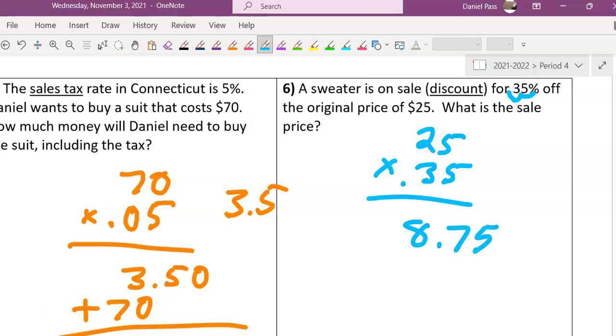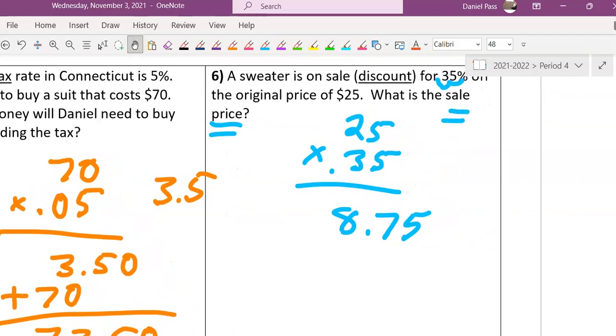Okay, are we done? No, because it's asking you for the final sale price. So therefore, a discount is? Minus. Right, subtraction. So 25 minus 8.75. What would I write down? You put the bigger number on top, so I'm going to put the original price, $25, minus 8.75.